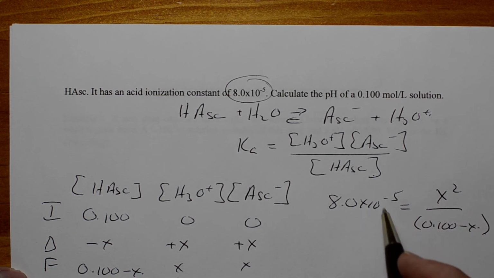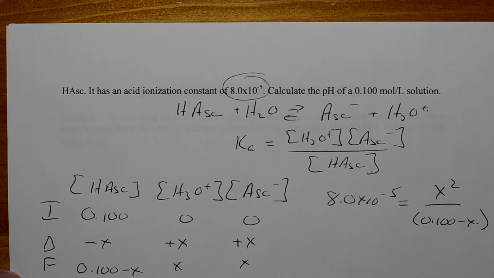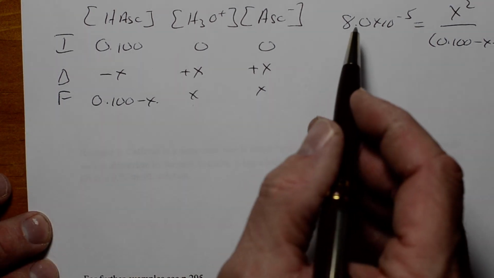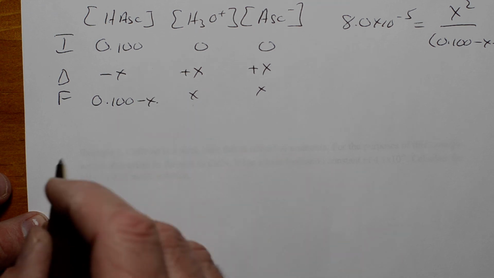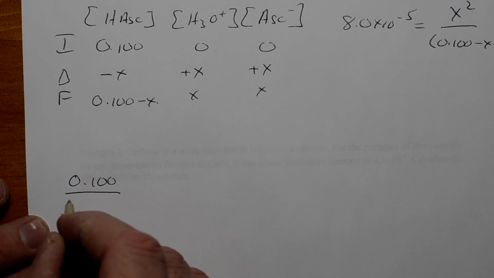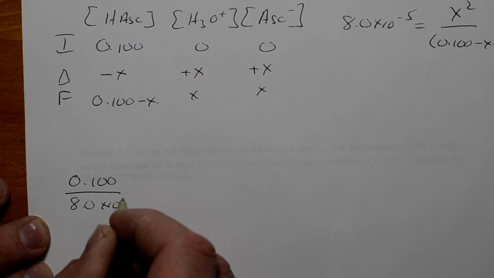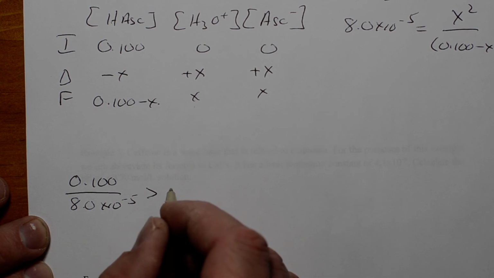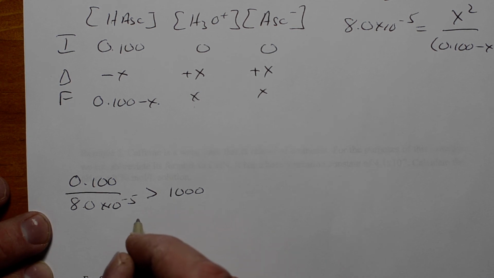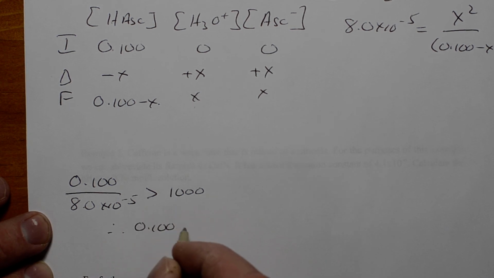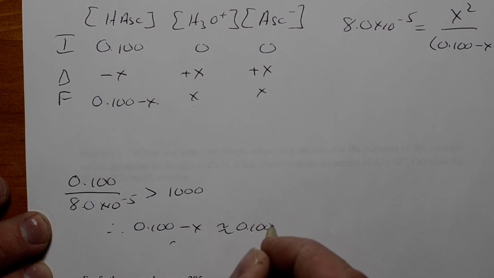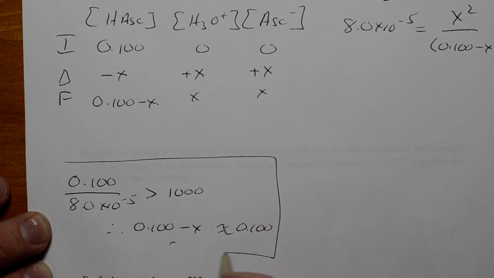Now, this is going to lead to a quadratic formula. Do you remember how we can get around that? Okay, I'm just going to go down here, lower in the page. If you take the value that you're adding or subtracting x from, in this case it's 0.1, and you ratio it to the equilibrium constant, this is going to be a number that's greater than 1,000. I think it's about, I would say it's about 1250. And therefore we can say that 0.1 minus x approximately equals 0.1. Okay, and you have to show that step.